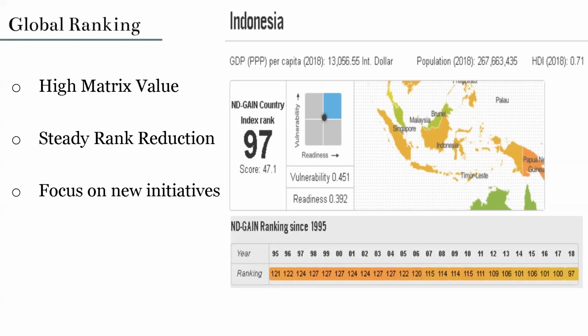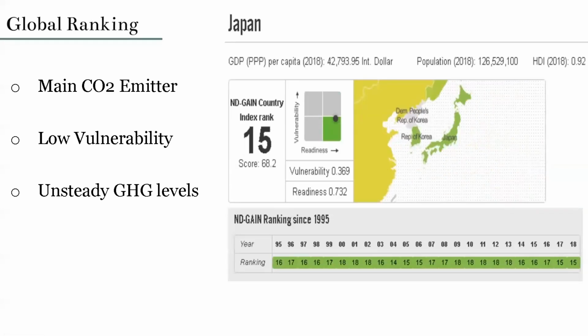In the year of 1995, we see that Indonesia once had a score of 121. And in 2018, the score has decreased to 97. This is significant improvement, yet the vulnerability and readiness rating are still relatively low in comparison to other countries, as seen here. In order for the index ranking to move towards a lower value, Indonesia must take into consideration new initiatives for hazard mitigation that include climate change impact as a source of disaster generation and atmospheric anomalies in relation to disaster frequency.